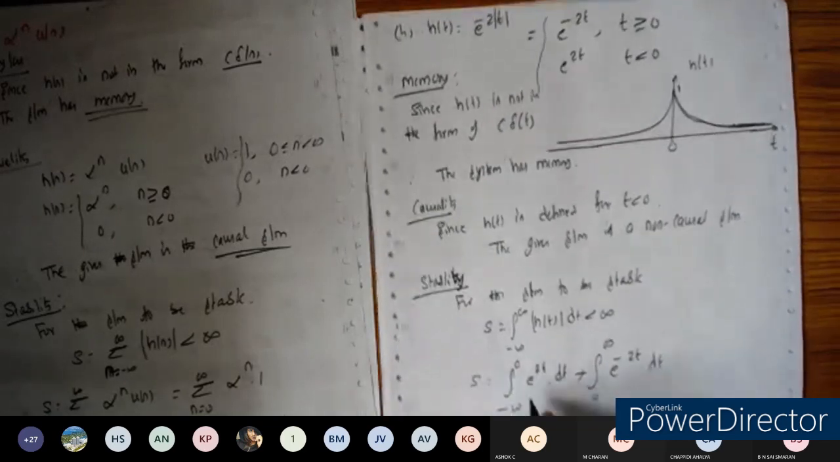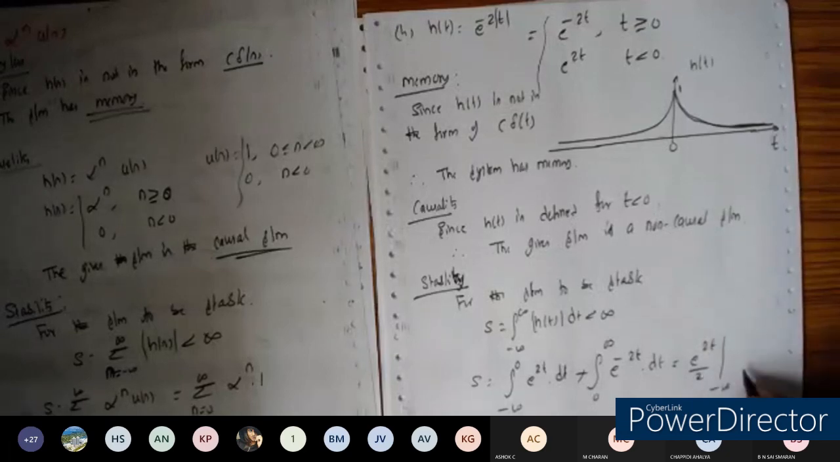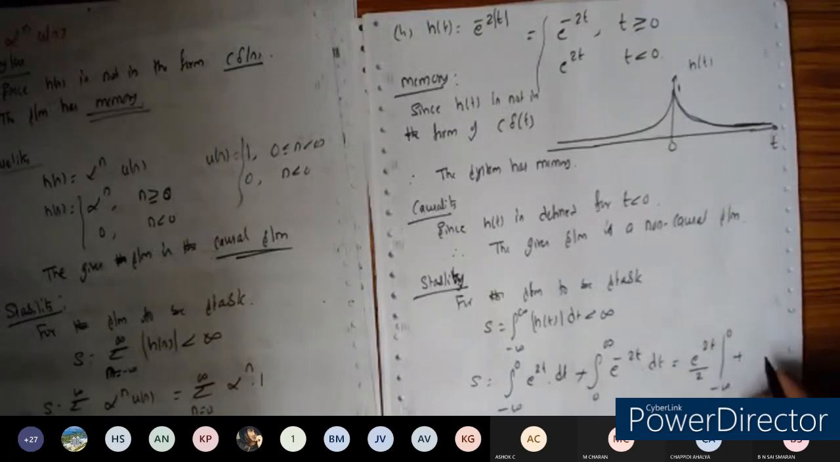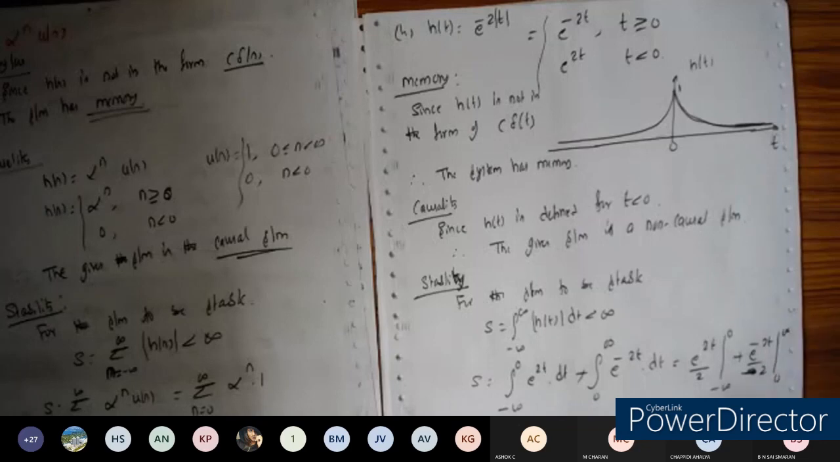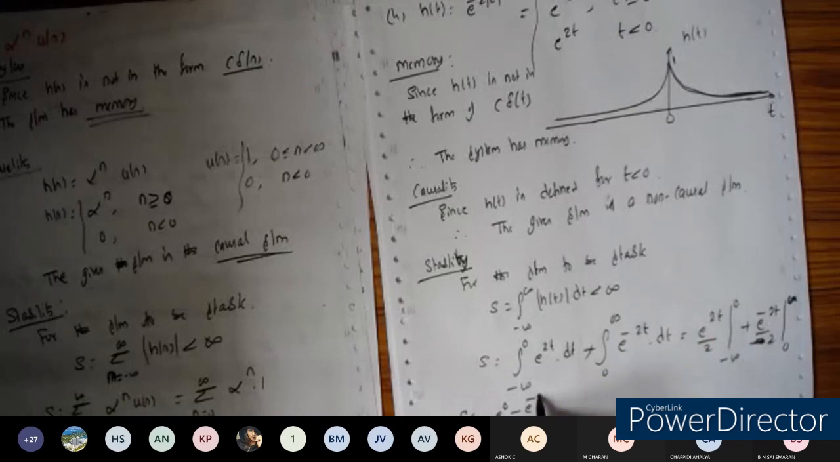So now let us integrate. You know the integration of e to the power of ax is e to the power of ax divided by a. So a is nothing but 2, and the limit is from minus infinity up to 0. And for this one, it is e to the power of minus 2t divided by minus 2, with the limit from 0 to infinity. So what will happen is, substitute the upper limit, e to the power of 0, minus the lower limit, e to the power of minus infinity, plus.